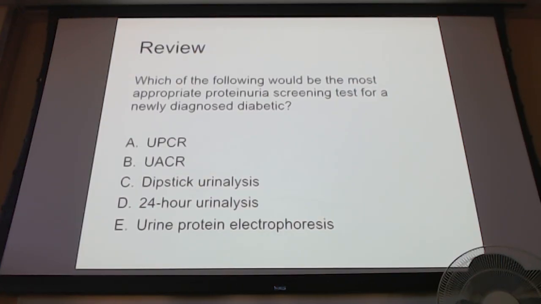Most appropriate proteinuria screening test for a newly diagnosed diabetic. Most appropriate, newly diagnosed. I think I heard somebody say it. Louder. I was a field artilleryman, remember? You've got to get over the tinnitus. Delta? Not D. Bravo.